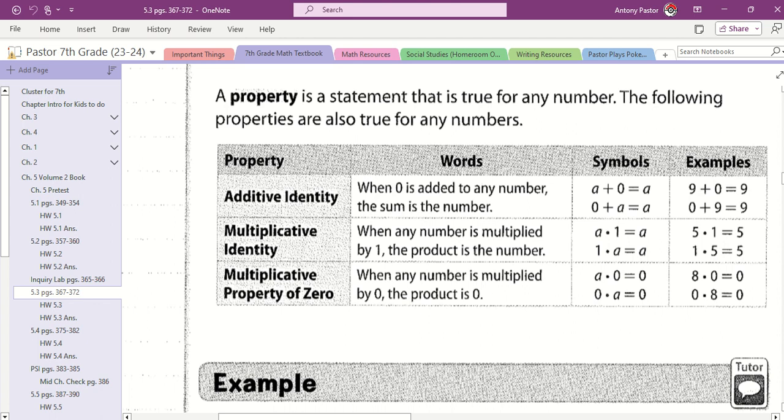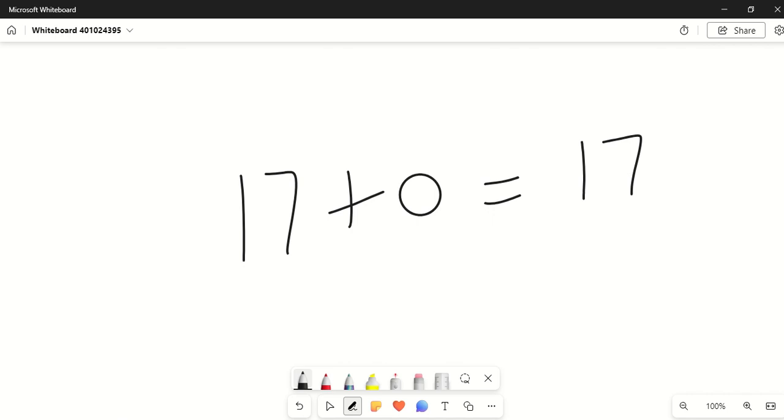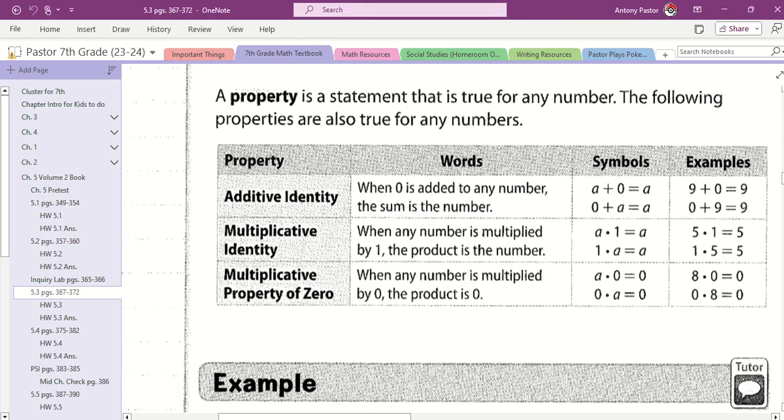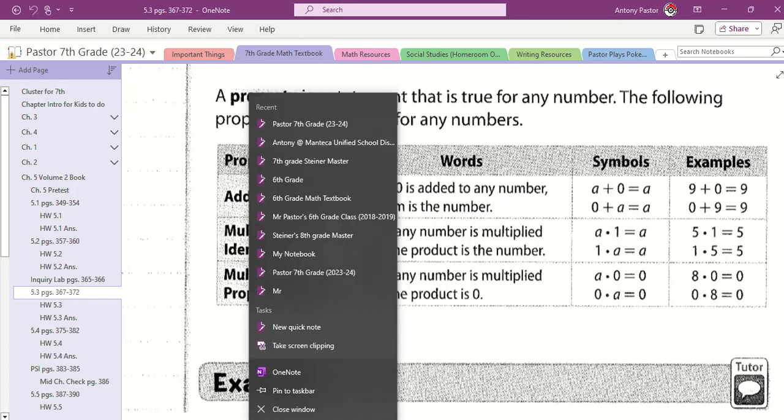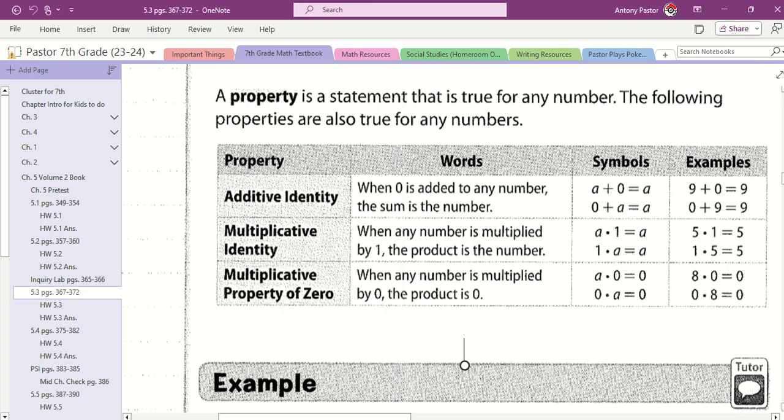The multiplicative identity property is when you take any number and multiply it by 1, it's still that number. Using 17 as an example, if I multiply this by 1, it's still just 17. So basically it's the same kind of property, only one is adding 0 and the other one is multiplying by 1.